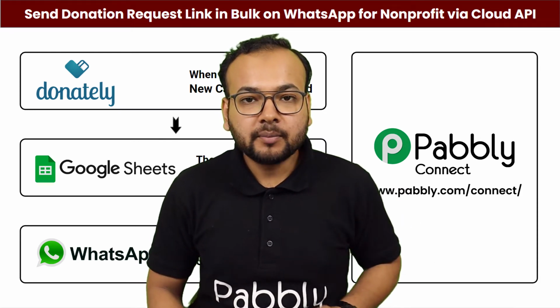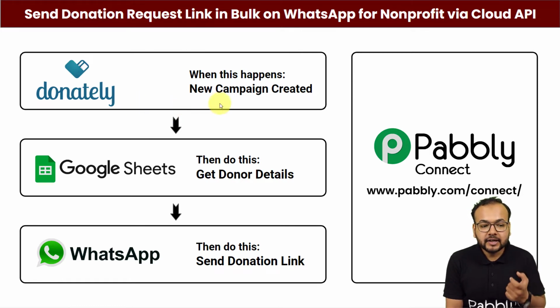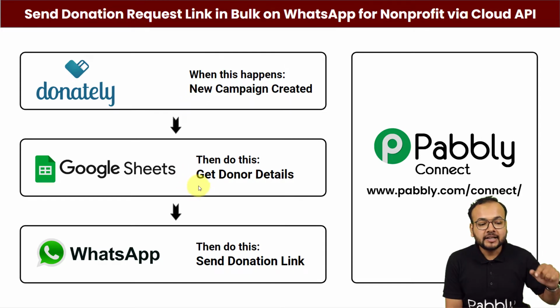So let me show you on my screen now. Here you can see we are using the Donately application to create donation campaigns and to create the donation links. And as and when you create a campaign in Donately, our automation is going to check the donor details that you have in a spreadsheet application in Google Sheets, and after that the WhatsApp messages with the donation links will be delivered to all the donors automatically on WhatsApp.